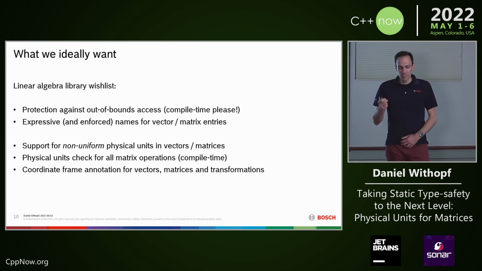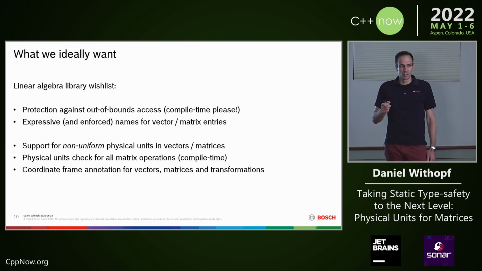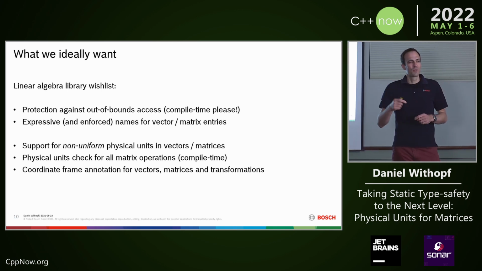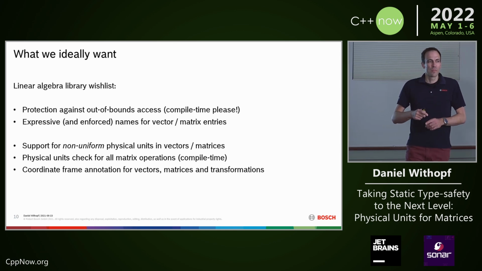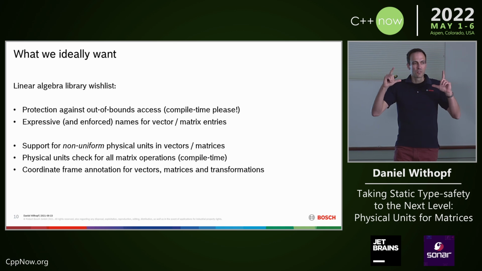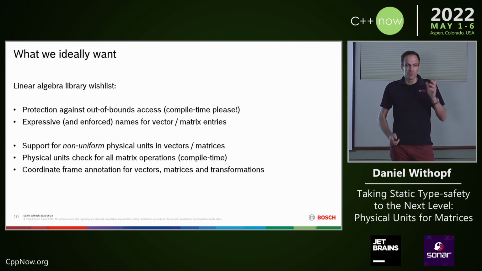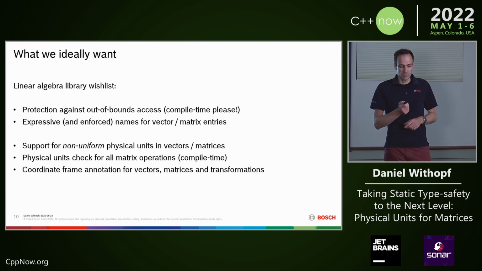Last but not least, as we mentioned, I also want to have a coordinate frame annotation for vectors, matrices, and transformations. I think Chris Ryan gave an introduction talk about geometry at CppCon, where he also mentioned different coordinate frames for 3D graphics. This is something that you could solve with this. If you have different crops of an image, you could tag that statically in the type system, so there's no way you can misplace these two or do incorrect operations.